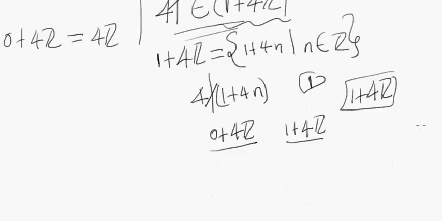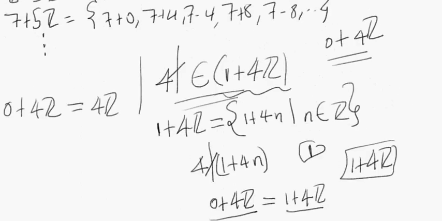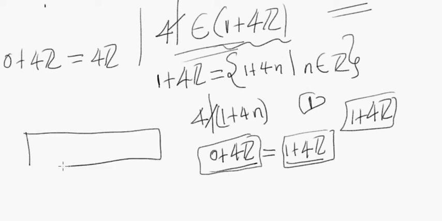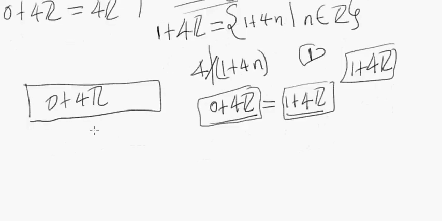So given this information, can any element of 0 plus 4Z ever equal an element of 1 plus 4Z? First of all, are these cosets even equal? That's obviously not the case. Every element in 1 plus 4Z gives a remainder of 1 when divided by 4, but every element of 0 plus 4Z gives a remainder of 0 when divided by 4. So the coset 0 plus 4Z and the coset 1 plus 4Z have no elements in common. Completely disjoint, nothing in common.